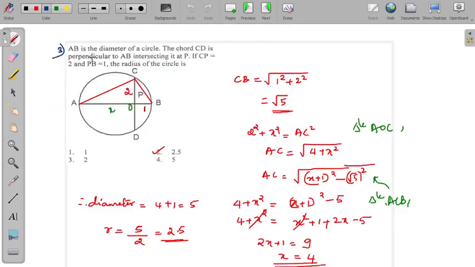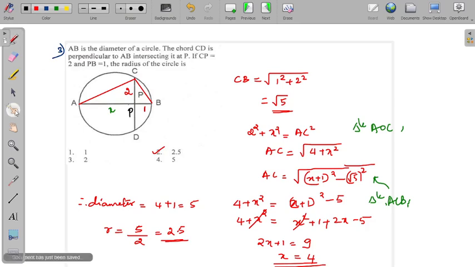The third question is: AB is the diameter of a circle. Chord CD is perpendicular to AB, intersecting it at the point P. Okay, so this point, instead of O, I can name it as P. If CP equals 2, this full length is equal to 2, and PB equals 1, find the radius of the circle.